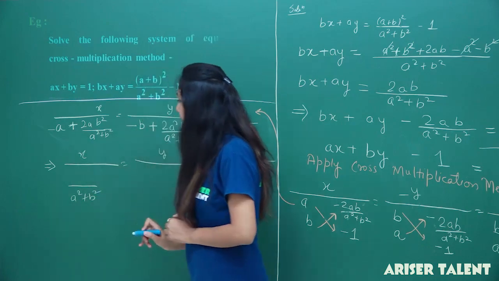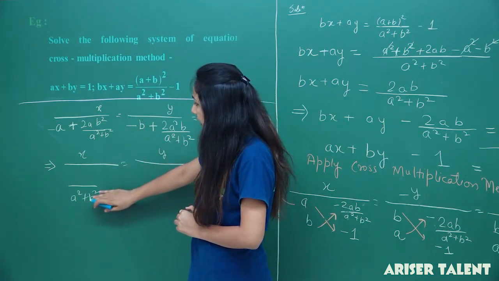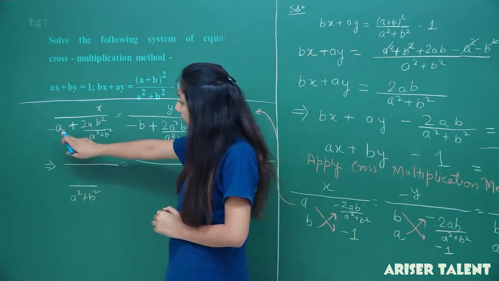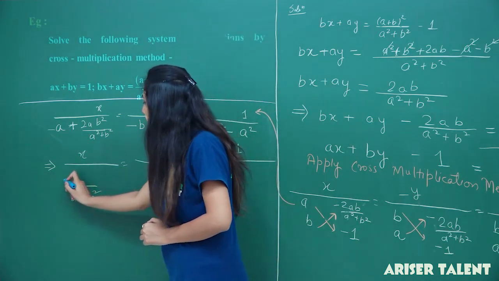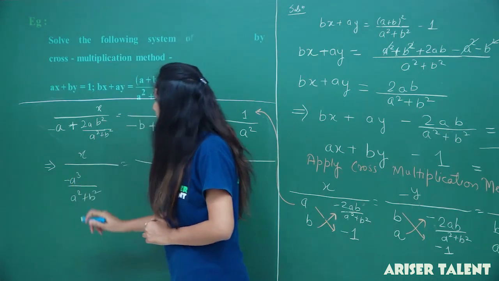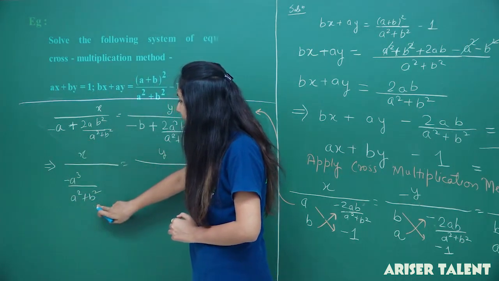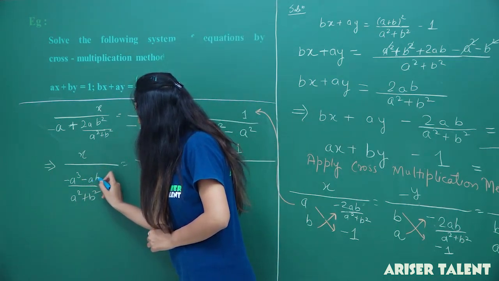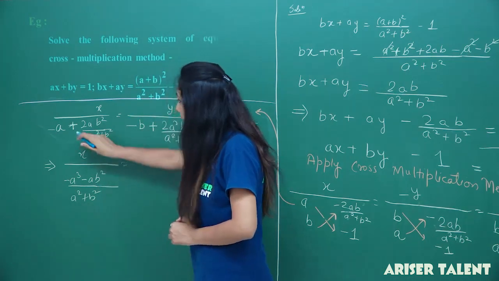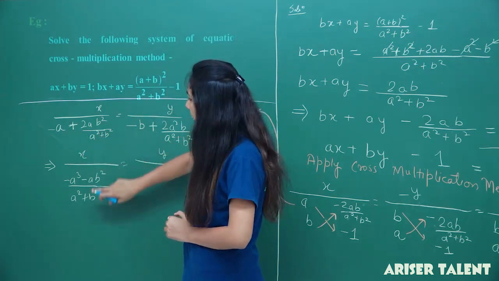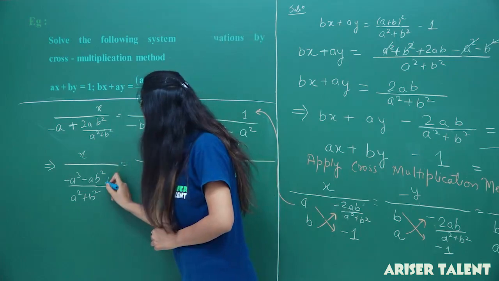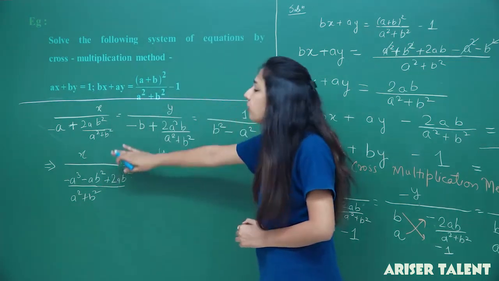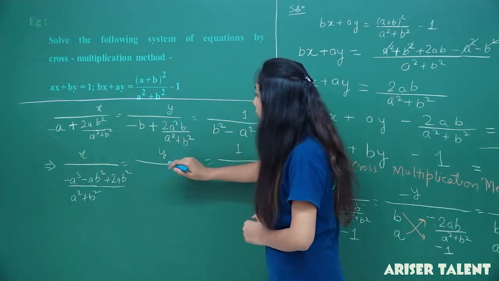Now if I will take the LCM here, then I will be writing just a square plus b square here. If a square plus b square here, then this minus a will be multiplied by this. So, a multiplied by a square minus a cube, minus a multiplied by b square, minus of a b square. Then here, this is the same LCM. So that will be plus of 2ab square. This is about x.